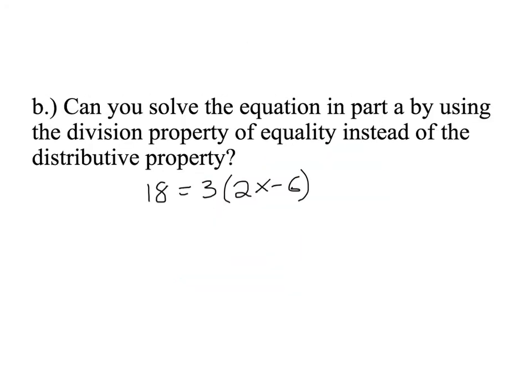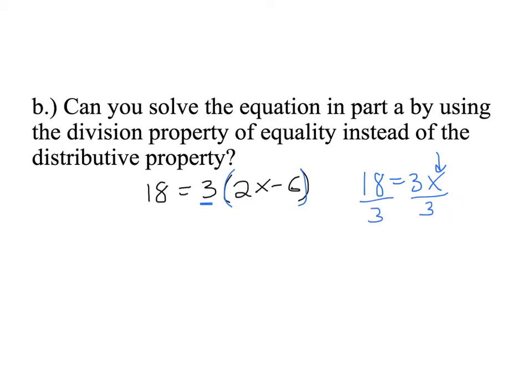Now part B says, can you solve the equation in part A using the division property of equality instead of the distributive property of equality? Well, the division property is whatever you do to one side, you have to do the other, and you can use division. So see how this is 3 times this whole quantity? You can almost think of this as 18 equals 3x, and x is just actually represented by what's in the parentheses. So if it was 18 equals 3x, we would just divide both sides by 3.